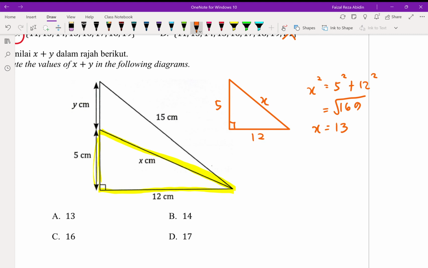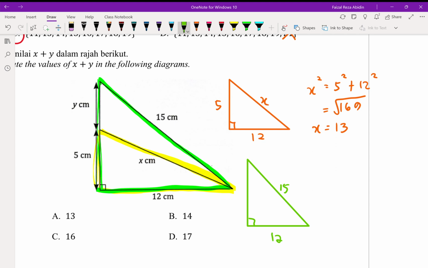Okay. After you get your x there, if you look at our next triangle here, the big triangle, we are going to find the y. But before we find the y, what is given to us here is 15 and also 12. We are going to find the total value for here first, and then we are going to minus 5, because we are going to find the value of y.